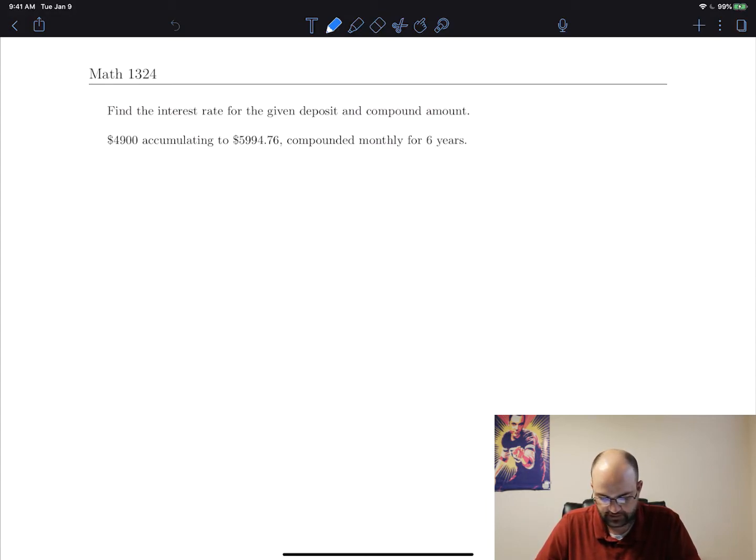In this example, we want to find the interest rate for the given deposit and compound amount. Notice we have $4,900 accumulating to $5,994.76 compounded monthly for 6 years.